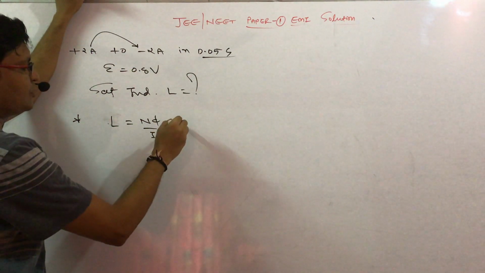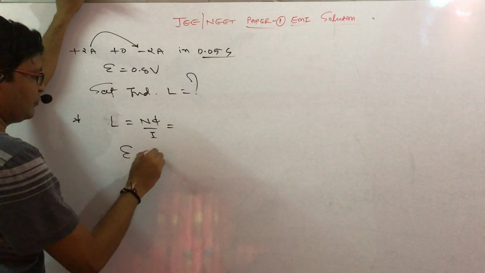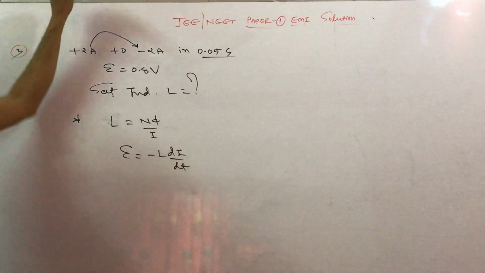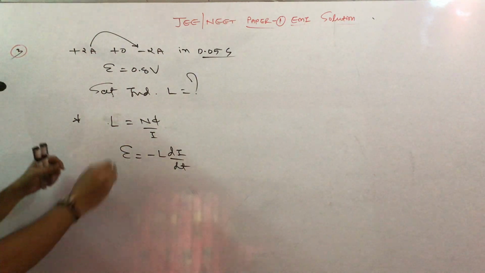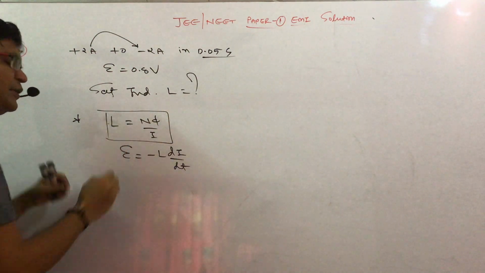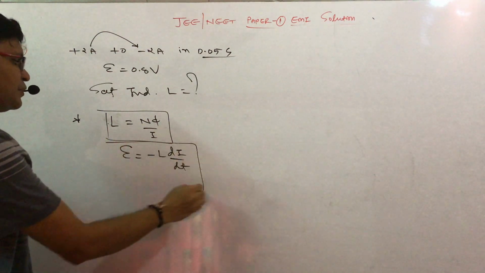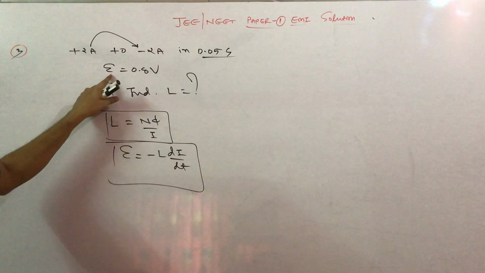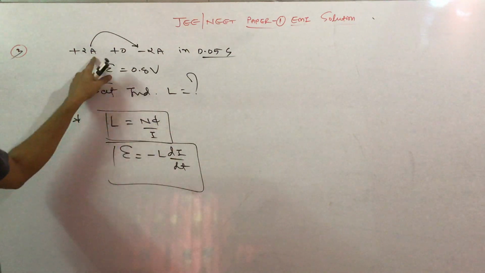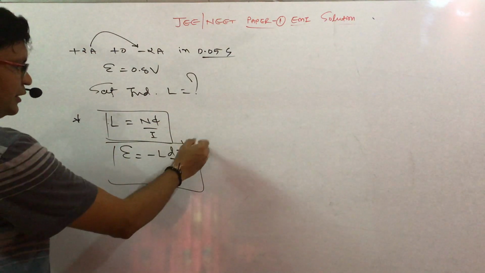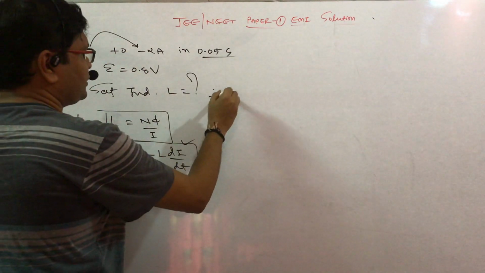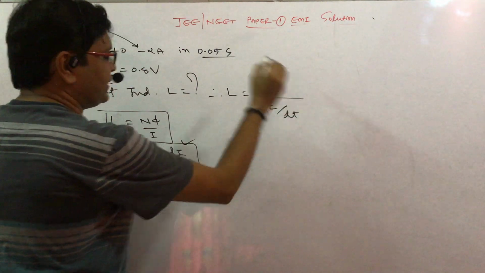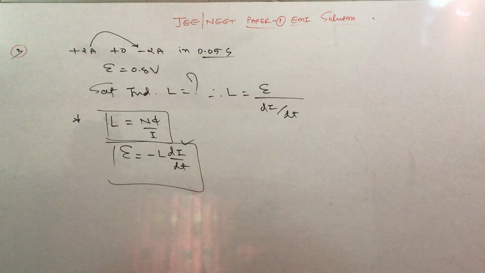We can also write this formula, epsilon is equal to minus L di by dt. These are the formulae associated with self-inductance. This is the general formula of self-inductance. This is the formula of self-induced EMF. So you can see here induced EMF is given, the change in current also given, time also given. So this is the applicable equation. So from this equation L is equal to epsilon upon di by dt. Here minus sign suggests Lenz's law.